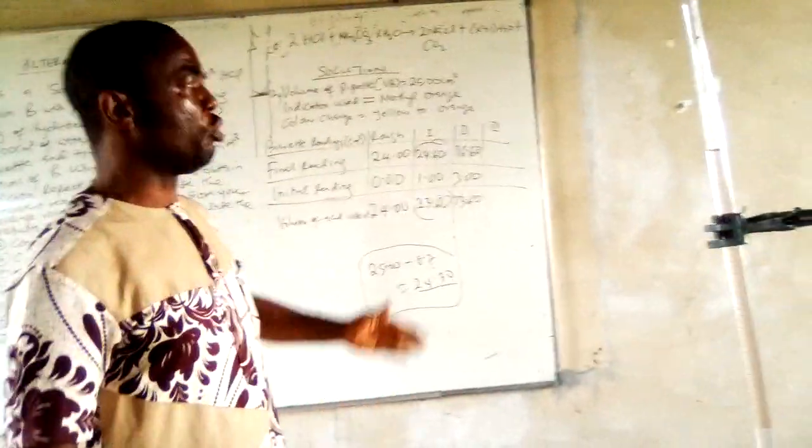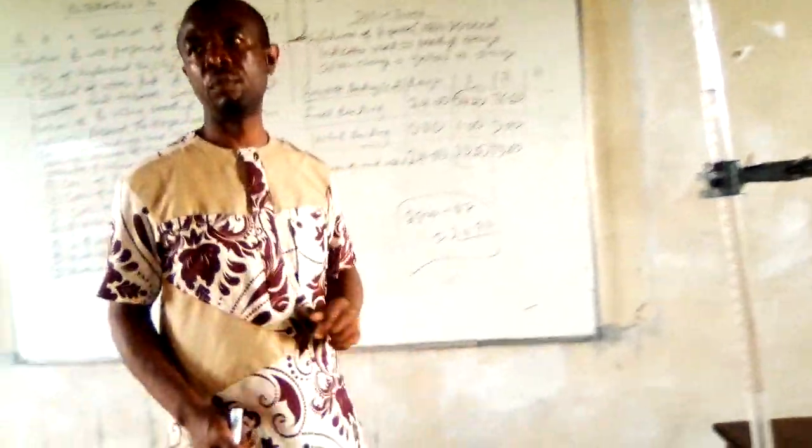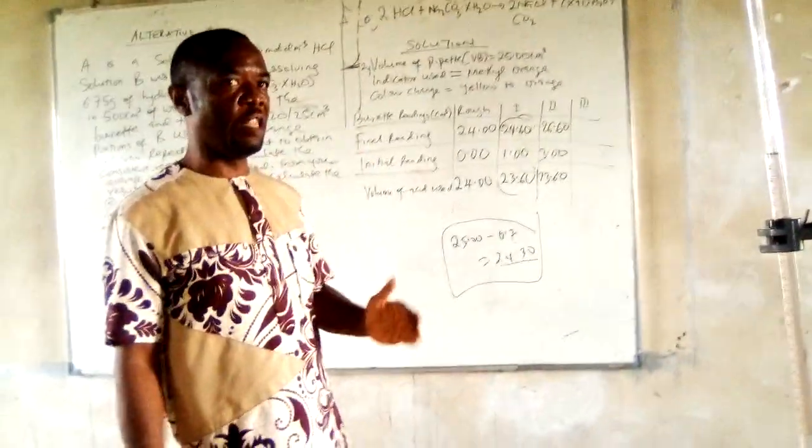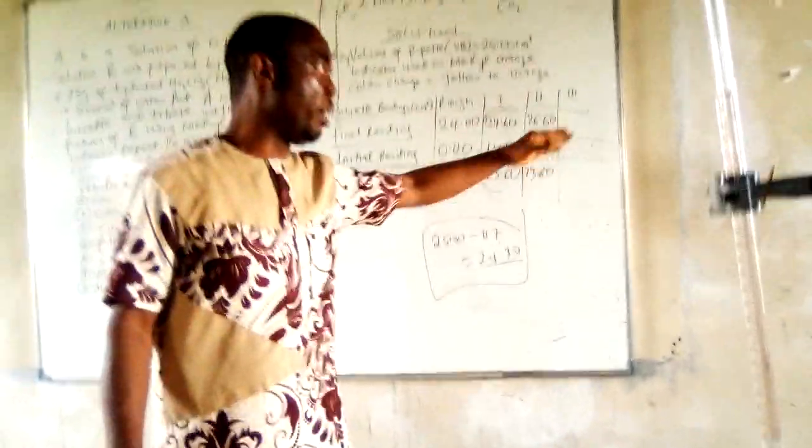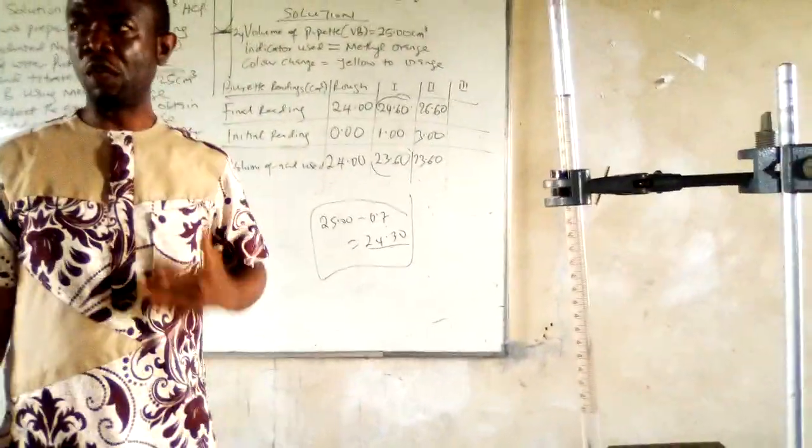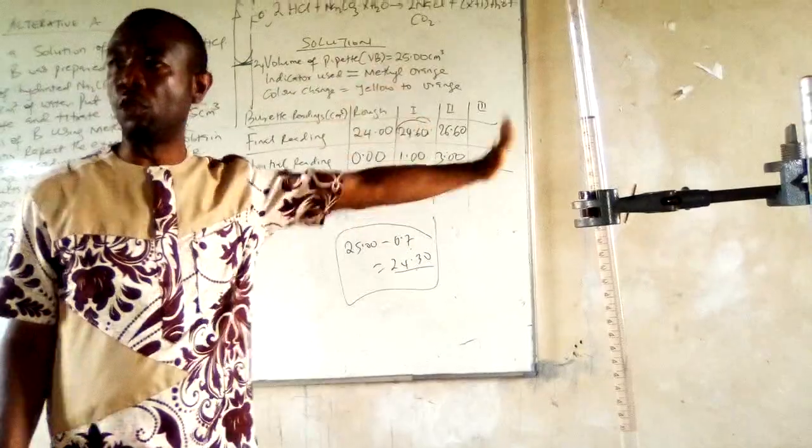Now, do we need to do the third one? No. Are you following it? You know, if the two of them are consistent, correct, you don't have to do the what? Third one. So a student can just do rough, one and two in the exam. You don't have to do the third one.